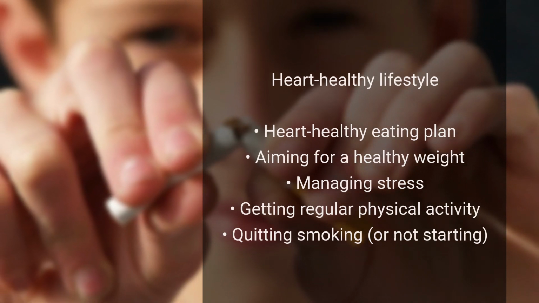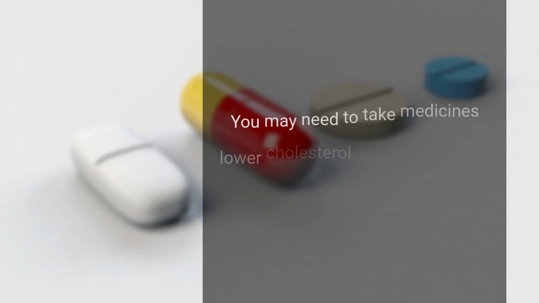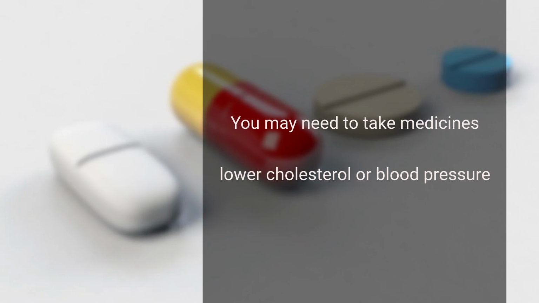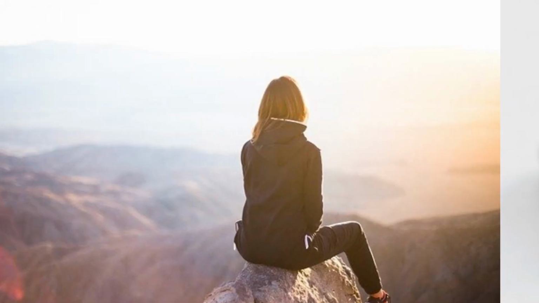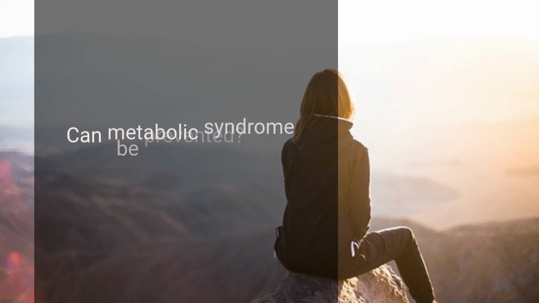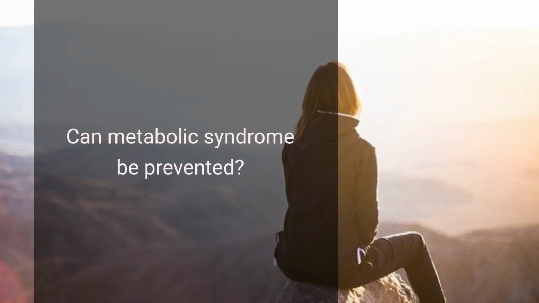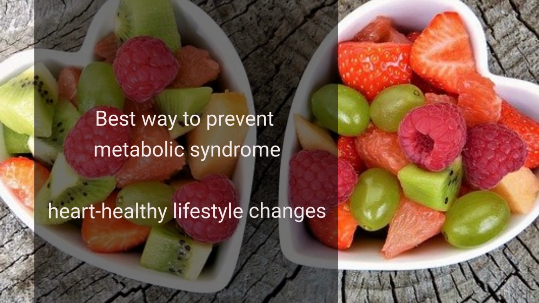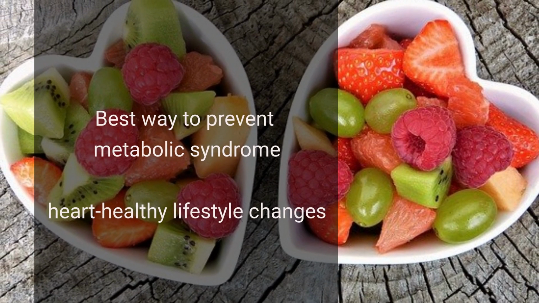If making lifestyle changes is not enough, you may need to take medicines. For example, you may need medicines to lower cholesterol or blood pressure. Can metabolic syndrome be prevented? The best way to prevent metabolic syndrome is through the heart-healthy lifestyle changes.